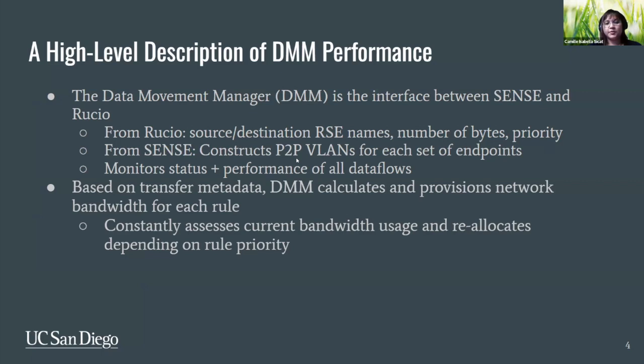Then SENSE will construct peer-to-peer VLANs between the set of endpoints grabbed from Rucio. And then from there, while the transfer is going, DMM will monitor the status and performance of all data flows. Based on the transfer metadata, DMM will calculate and provision network bandwidth for each rule, constantly assessing current bandwidth usage and reallocating depending on the priority of new rules being added or rules being completed.